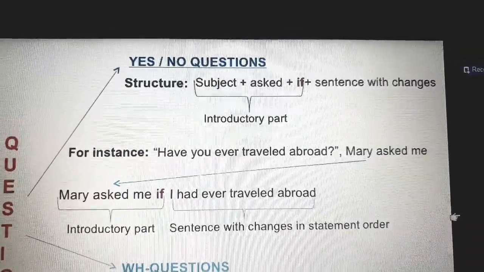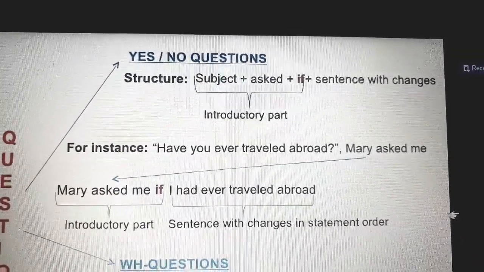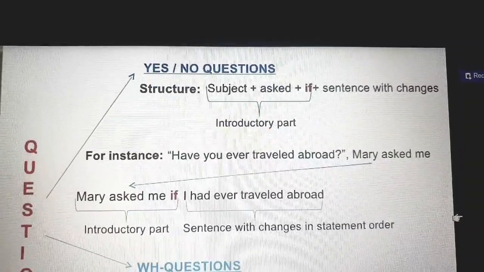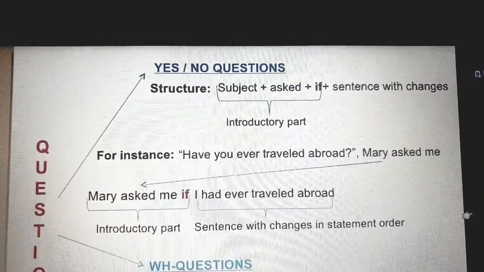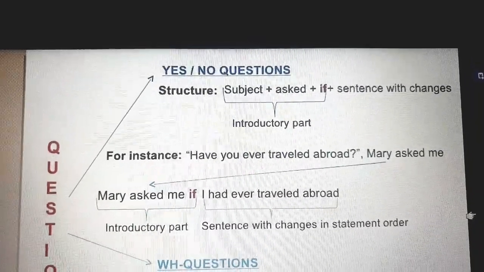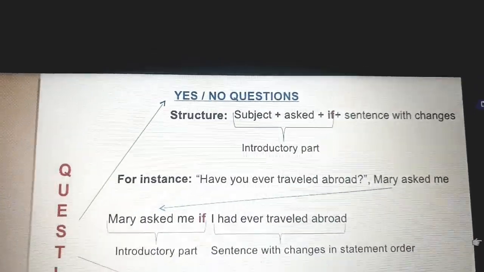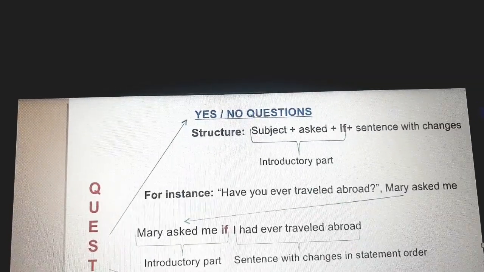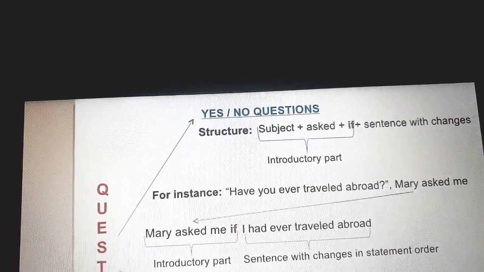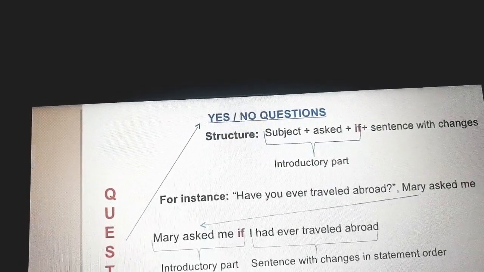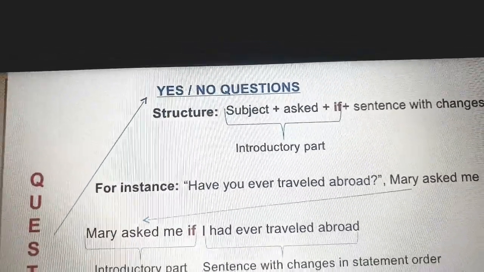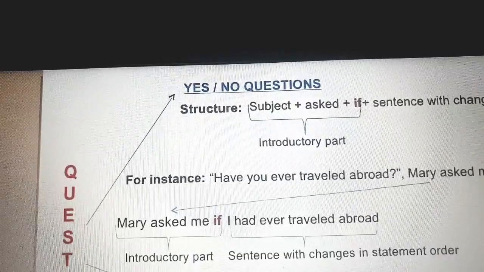This is the structure. We use subject, asked, and if, sentence with the changes. Okay. This is the most common form that we can use when we transfer from direct question into indirect question. As I told you, if you want to put the introductory part, you should put the subject, someone, maybe a name, a noun, or maybe a pronoun. So this is the subject. We have no problem with it. But look at the reporting verbs. Asked is one of the reporting verbs that we are going to use in indirect questions.